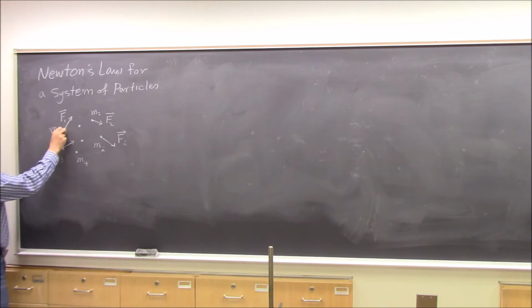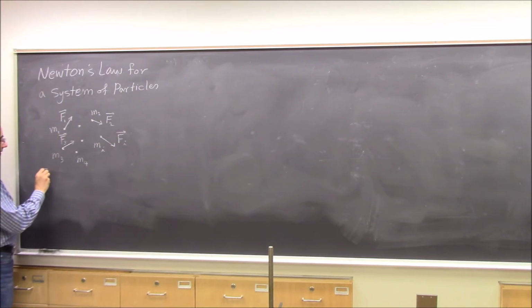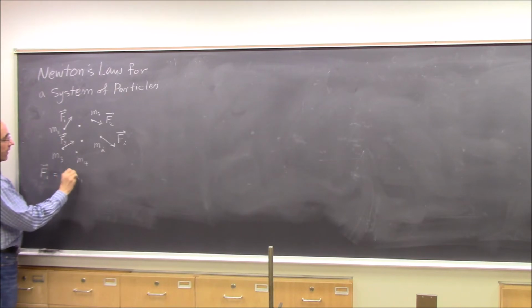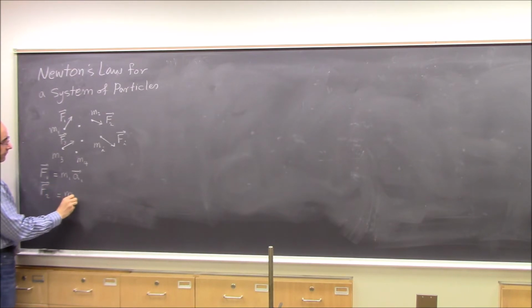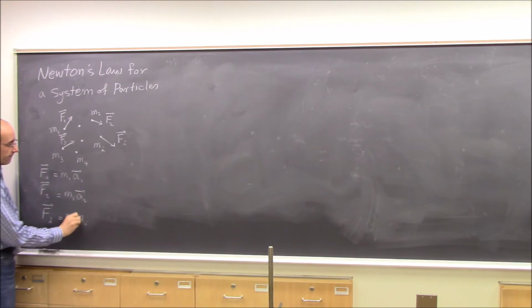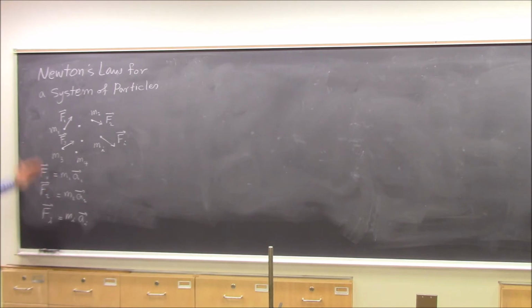And then we can write Newton's law for each one. We can say F1 equals M1 A1 as a vector. F2 equals M2 A2, and so forth. And in general, Fi is equal to Mi Ai, right? And so forth until the nth particle. For each one, we can write Newton's law.